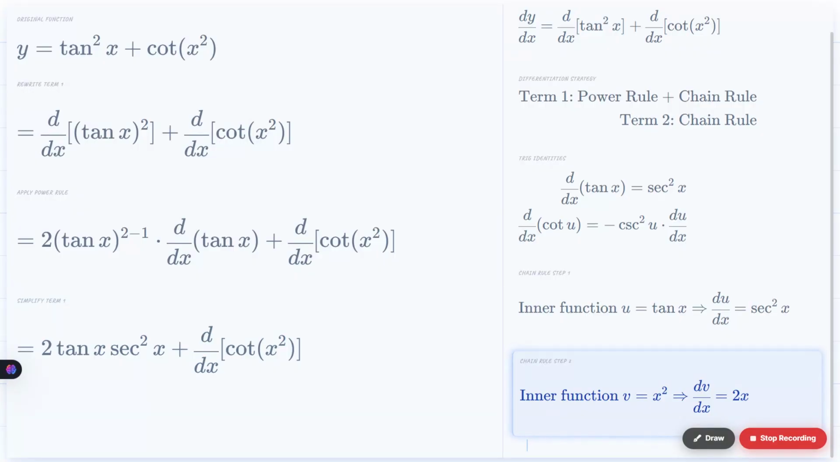We let v equal x squared so that dv divided by dx equals 2x. We do this to find the change of the inside part for the second piece. This is the first step of the chain rule for the second part.